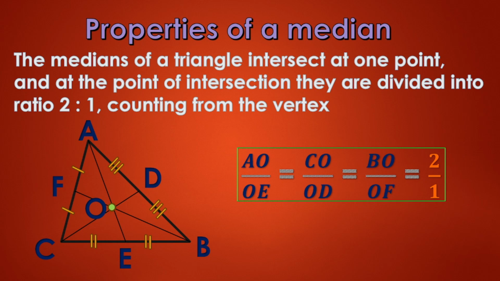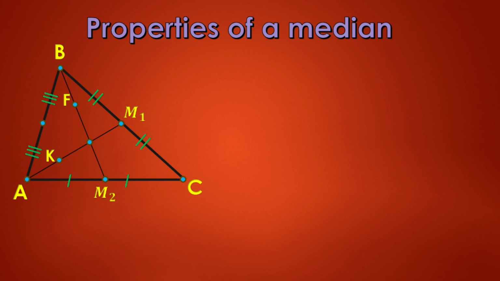The medians of a triangle intersect at one point, and at the point of intersection, they are divided in the ratio 2:1, counting from the vertex. Let's draw a triangle ABC. Draw the three medians, AE, CD, and BF. And based on this property, we can say that AO over OE equals CO over OD equals BO over OF equals 2:1. Let's prove it.